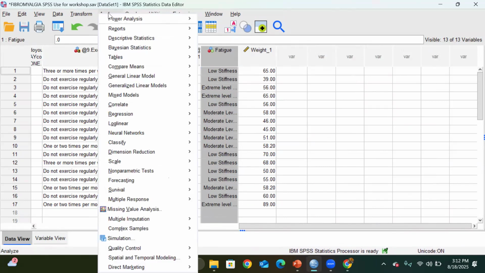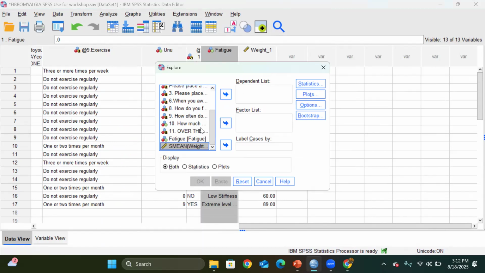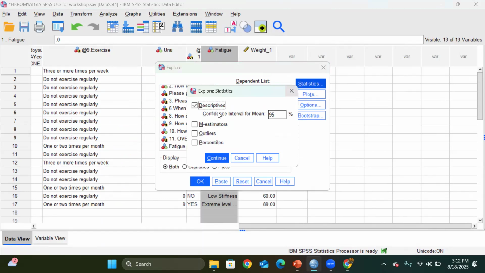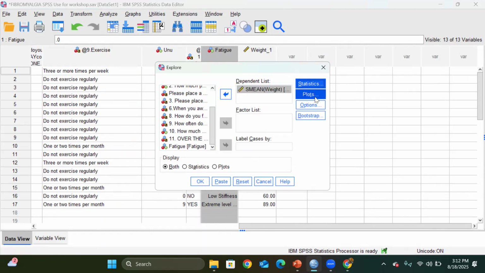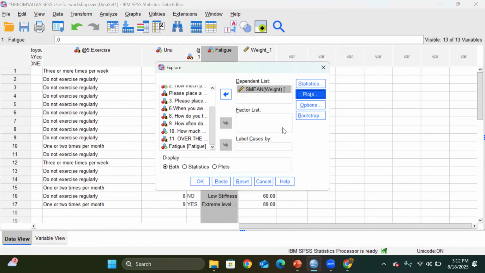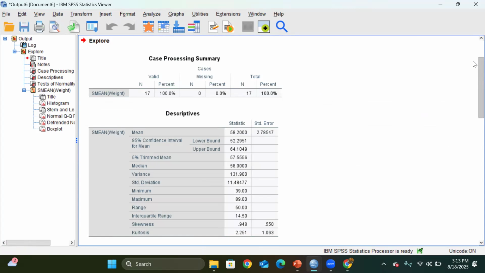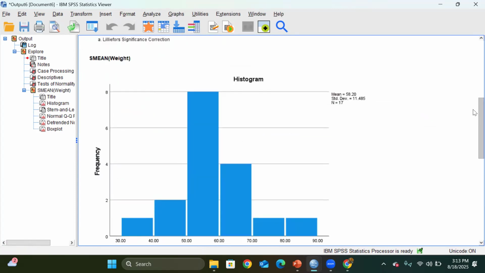Okay, next one we have is here. Let me go into this section, and I will go into Explore. I will go for the statistics. What I want is the plots. I want the normality plots with test, and I also want a histogram. Okay, and that's good. Continue. Yes, I want both the statistics and the plots. Let me see now. Okay, so this is the bell-shaped curve.